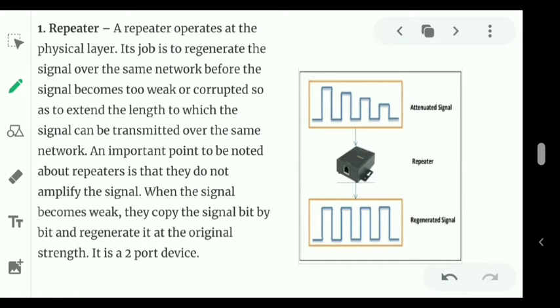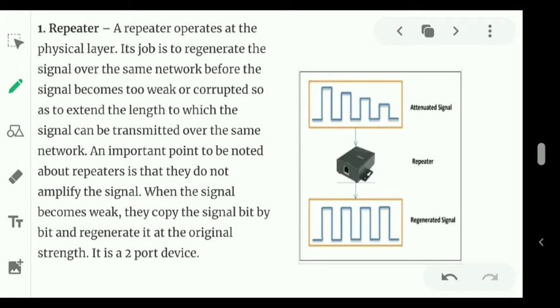Now our next topic is the repeater. A repeater is basically used to boost or amplify a signal while it travels across a network.